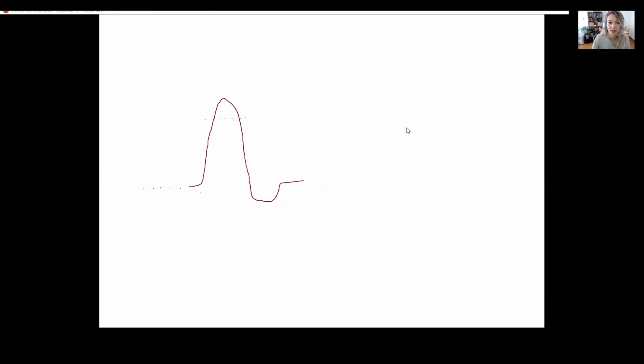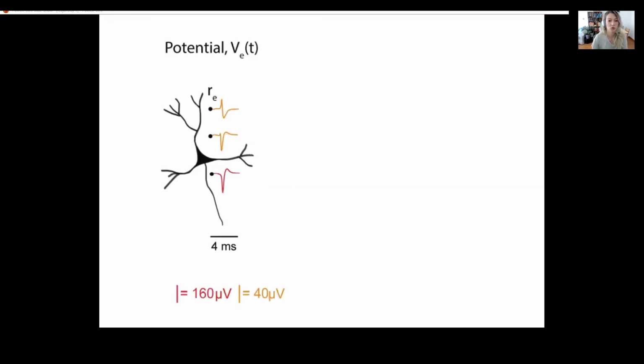So given that this is in millivolts, it's going from minus 70 to about 20 millivolts, and it always has the same shape. So that's completely different to the perspective of the extracellular action potential.